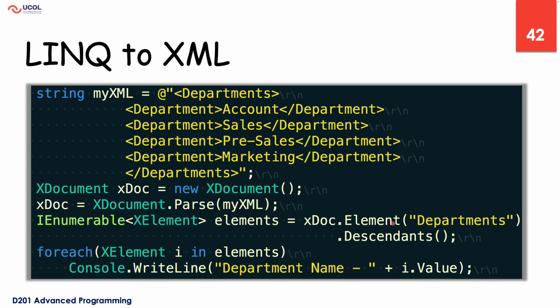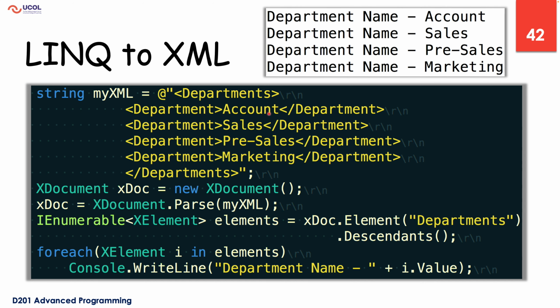Then we can apply the LINQ query to that XML document: XDocument.Element("departments"). It will look for the department elements, and Descendants gets all the values present in those departments. We want to get those values in the elements. Then for each XElement i in the elements, I want the department name, so it will print the names of the departments, i.Value. It will query that document and find the departments, and from these departments we can find their names. That is the simplest form that I have shown you.